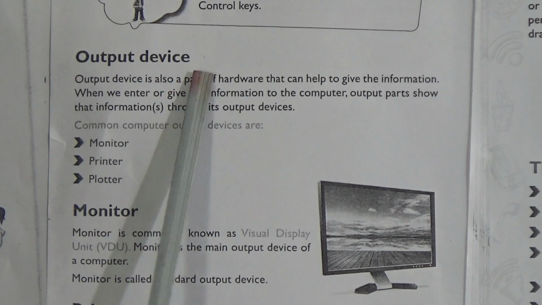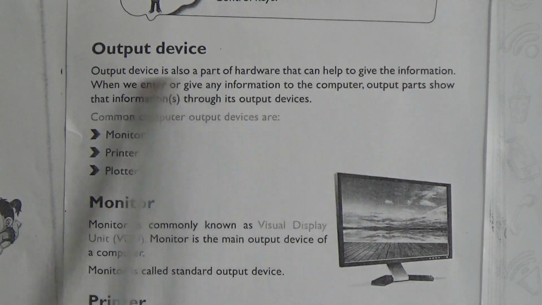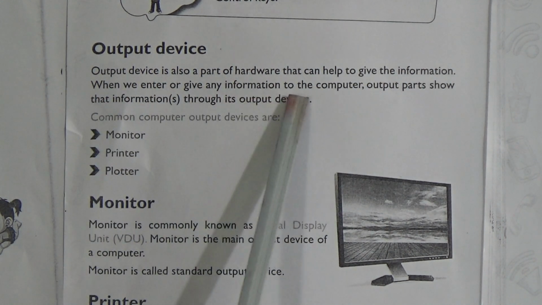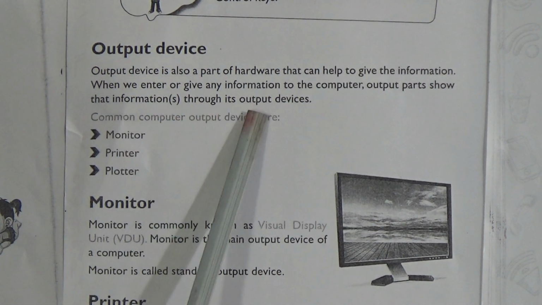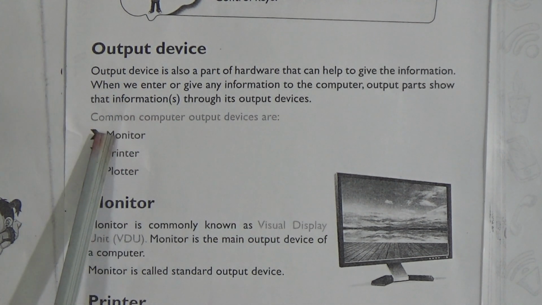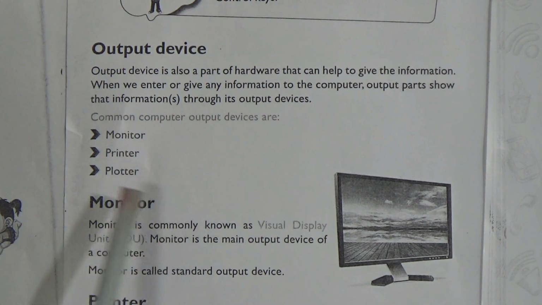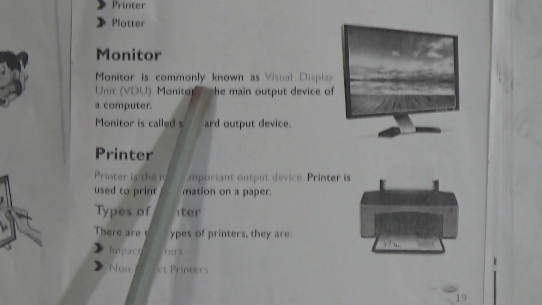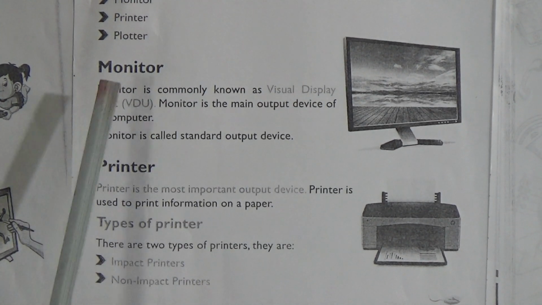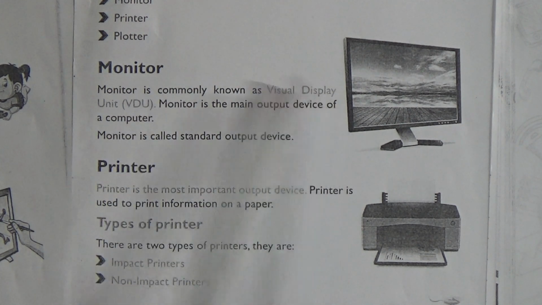Okay. Now page number 19. Output device is also a part of hardware that can help to give the information. When we enter or give any information to the computer, output parts show that information through its output devices. So some common output devices are given below: monitor, printer, plotter, and speaker are also output devices. So monitor is commonly known as visual display unit, VDU. We can say the short form is VDU, visual display unit.